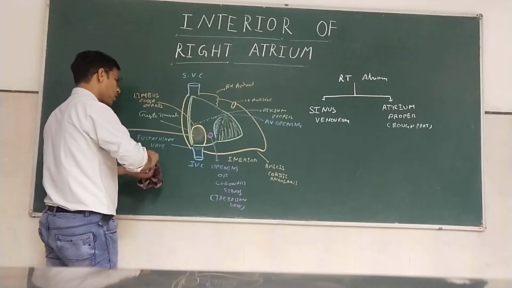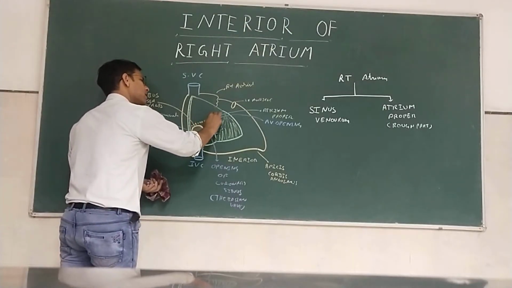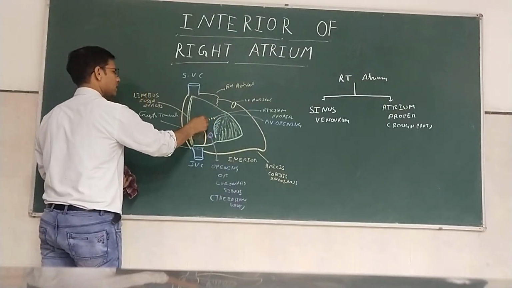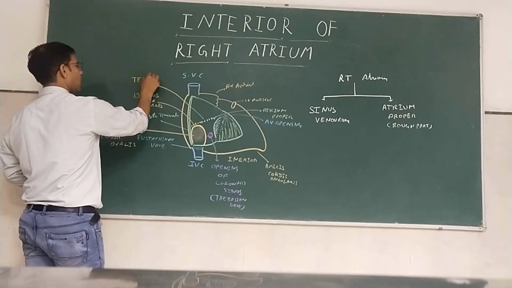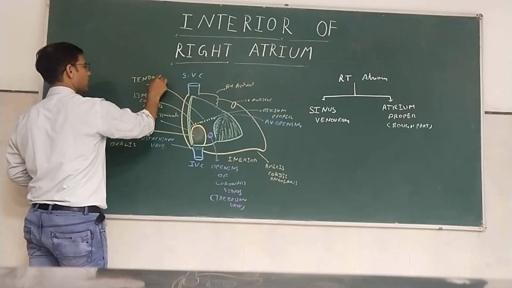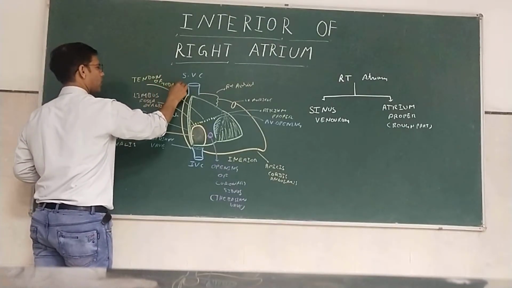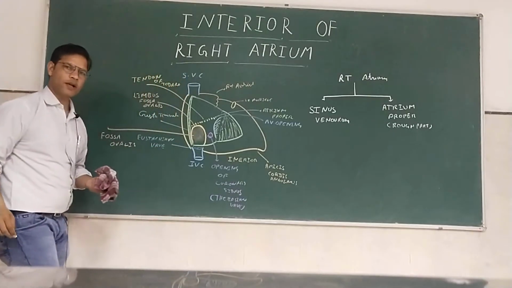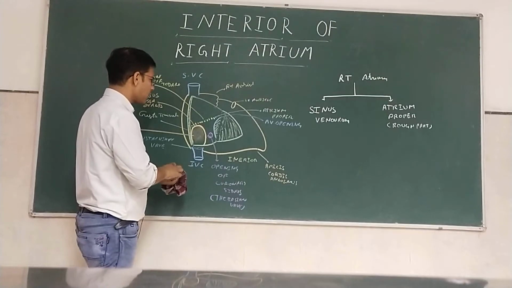Okay, better one. I am drawing with the yellow color. This is the endocardial ridge, and this ridge is known as the tendon of Todaro. This is again another feature. Look at this, a very important landmark.